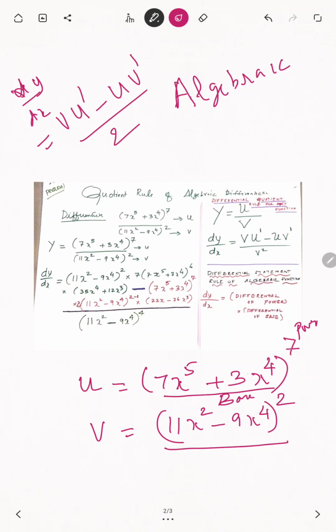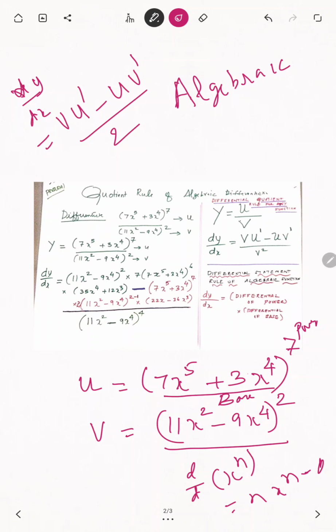You take this u. What is the power? 7. So 7 into (7x power 5 plus 3x power 4), power 7 minus 1. How to differentiate the power? It is the basic formula of calculus: differential of x power n is n x power n minus 1. Here in this u, n is 7, and x is 7x power 5 plus 3x power 4. N minus 1 is 7 minus 1, which is 6. If you want to differentiate the base, what is the logic? Write the power as it is, don't disturb the base, subtract 1 from the power. Now what happened?